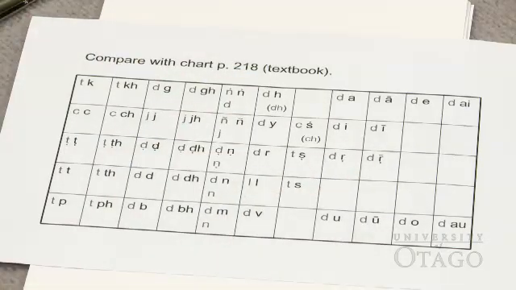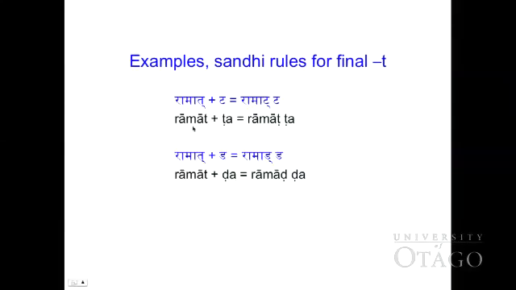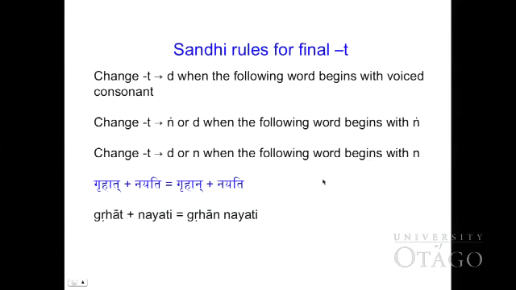Let's see an example. Lamat ta will be Lamat ta. Lamat da will be Lamat da. This is rule number 2. Now let's see rule number 3.